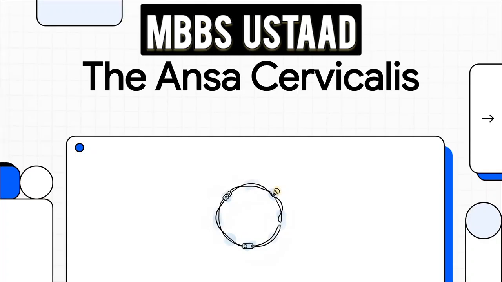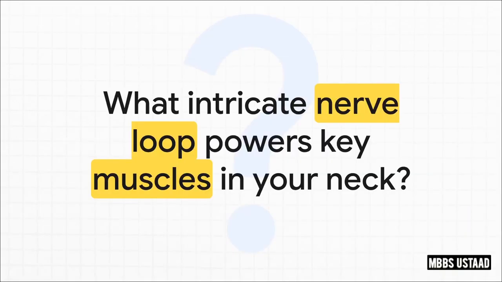All right, today we're going to dive deep into the neck and uncover a really critical piece of neural wiring that, honestly, you've probably never heard of, but you use it literally every single day. We are talking about the Ansa cervicalis. So what is this thing? What is this super intricate nerve loop that's responsible for powering some of the key muscles in your neck?